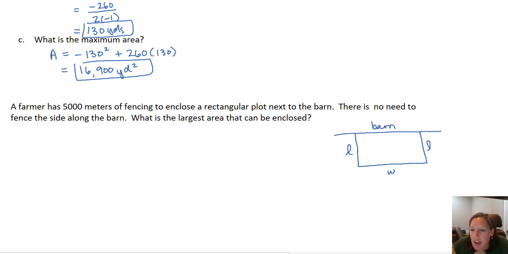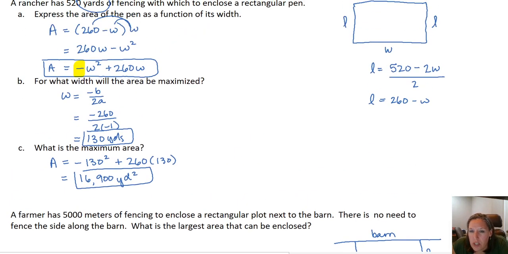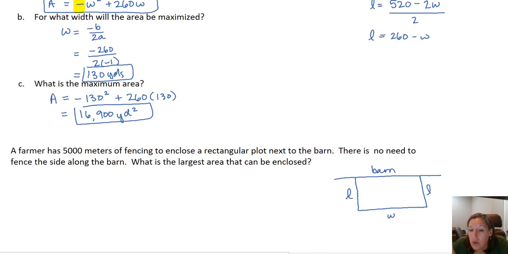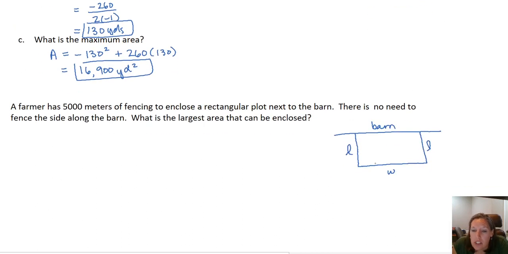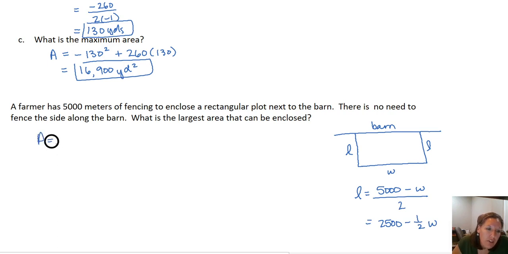And so instead of having up here, we had that our length was our total minus 2 times W. Well, this one, we've only got to fence one length of W. So our length here is going to be, we've got a total of 5,000 feet of fencing, but we only have to subtract out 1 W. Still need to split it across 2, so we're still going to divide by 2. So that's going to be 2,500 minus 1/2 W. But other than that, the problem works exactly the same. We're going to do those same 3 steps. We're going to find our area function.